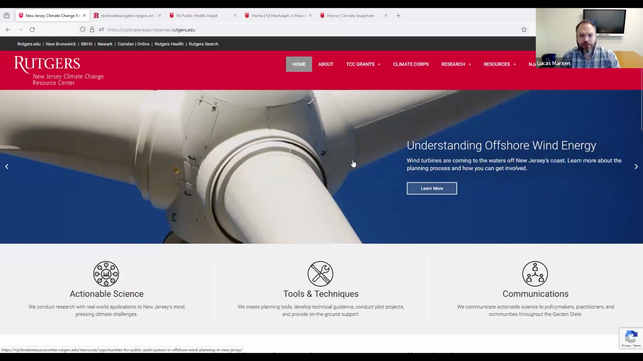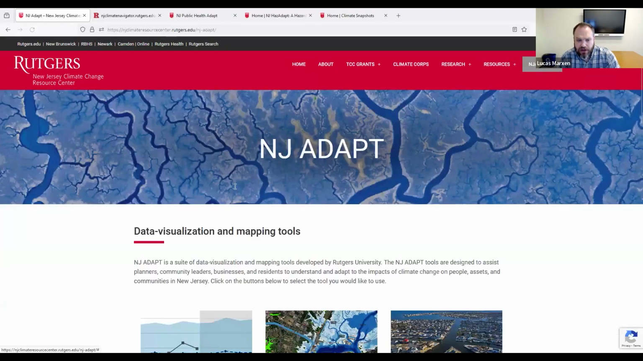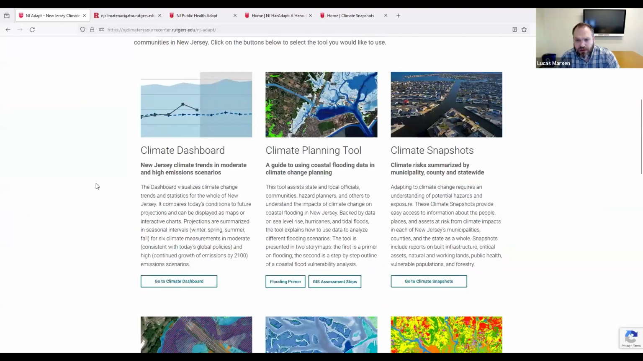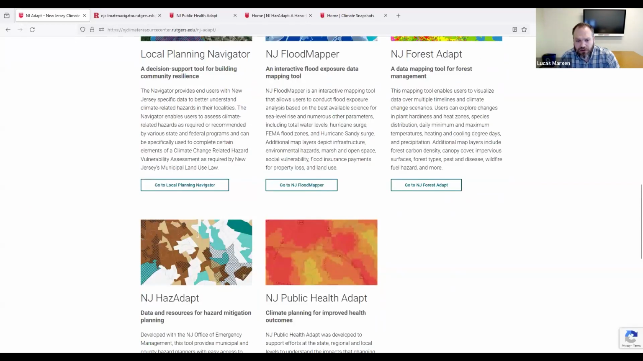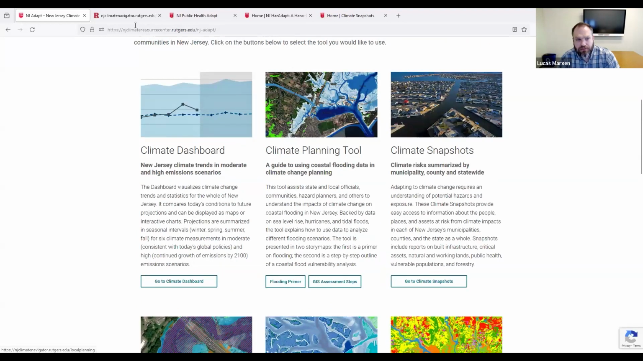All right, so all the tools I'm going to be presenting today, and all the modifications and additions to existing tools, can all be accessed through the Climate Change Resource Center's website. We can have someone add it in the chat, but it's njclimateresourcecenter.rutgers.edu. On the right here, you'll see we have our NJADAPT page. From here, you can access all of the tools that we currently have available, including the new ones I'll be presenting today. We provide small descriptions and then links to all those tools.